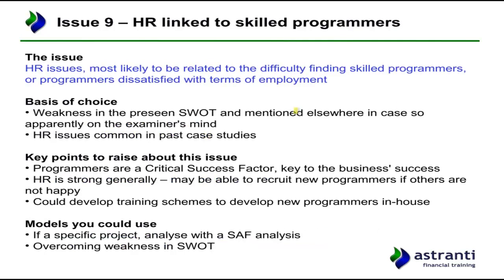Let's look at issue 9. Now, issue 9 is some kind of HR issue related to the skilled programmers. I just think this is in the pre-seen 2 or 3 times and was a specific weakness mentioned. And I just think it's kind of odd. They did a very short SWOT of 2 points each. And one of them was dependence on skilled programmers. I can see so many bigger weaknesses in this case. Why would the examiner be telling us about that one that's relatively minor unless that was going to be in the exam or in one of the exams?